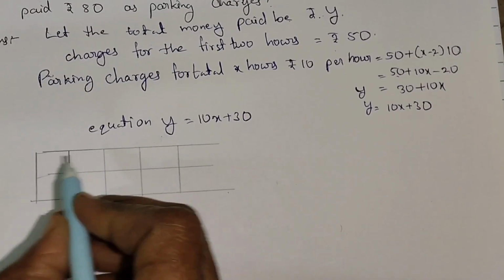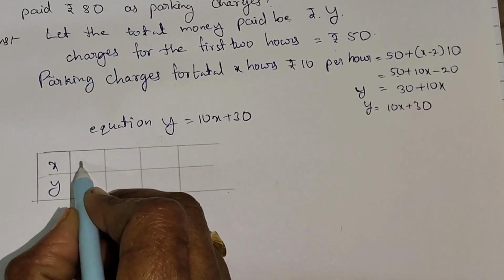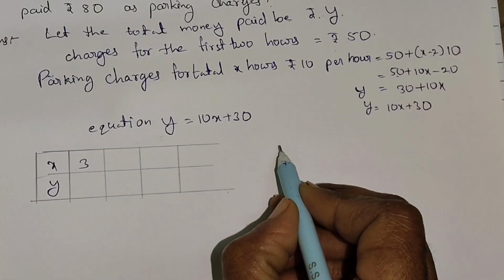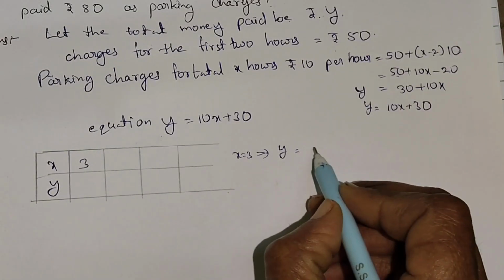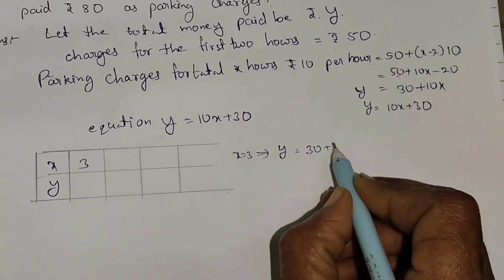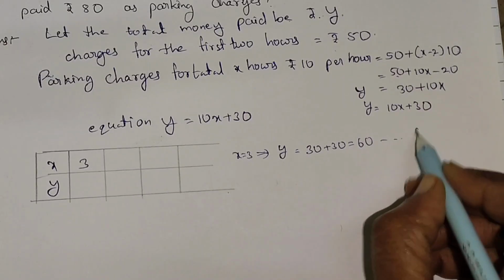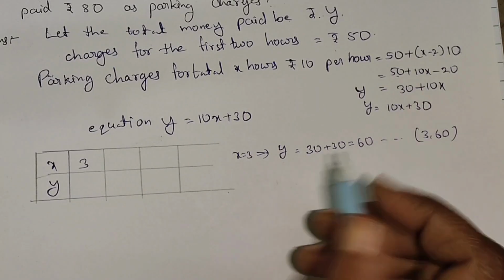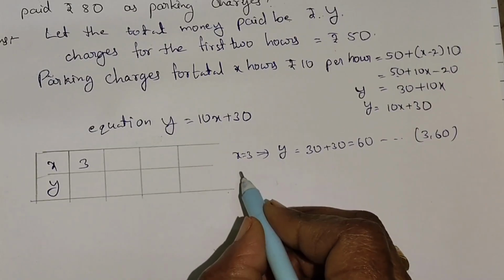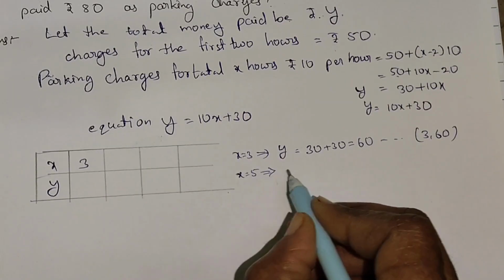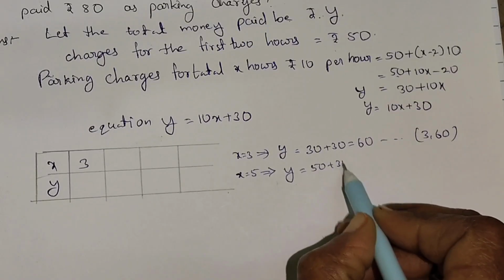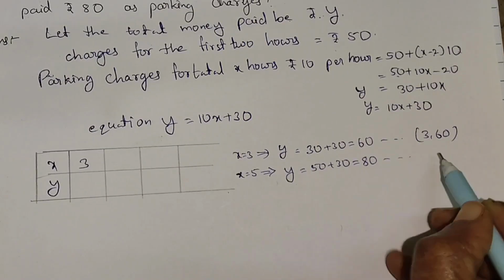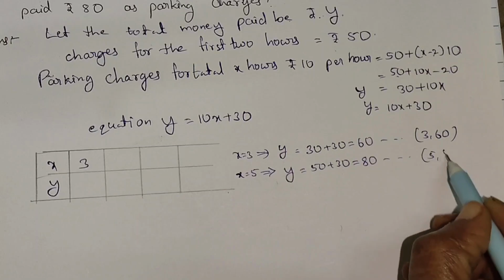So here we take x, y values. Here x equal to 3. That implies y is equal to 10 into 3, 30, plus 30, 60. So the point is 3 comma 60. Next we take any value, x equal to 5. So y equal to 5 into 10, 50, plus 30, so 80. So the point is 5 comma 80.